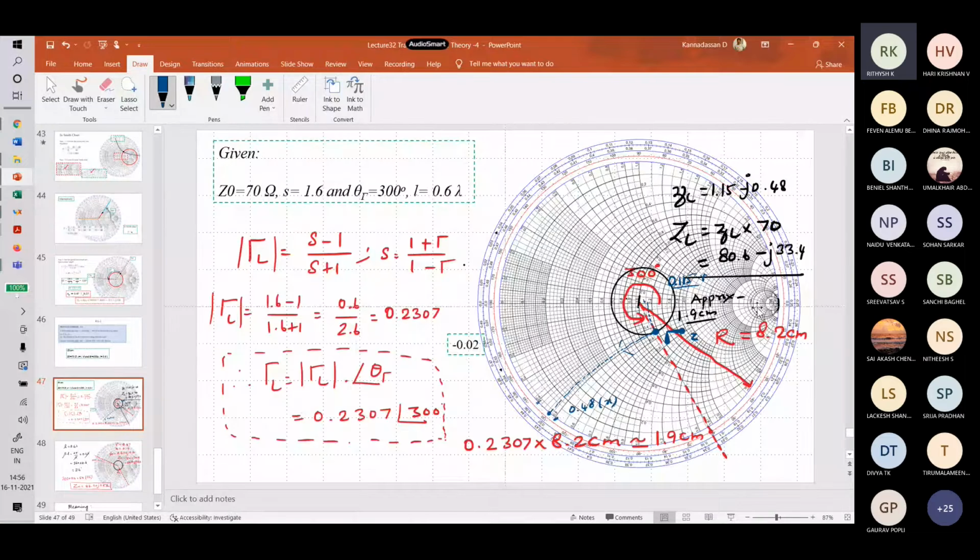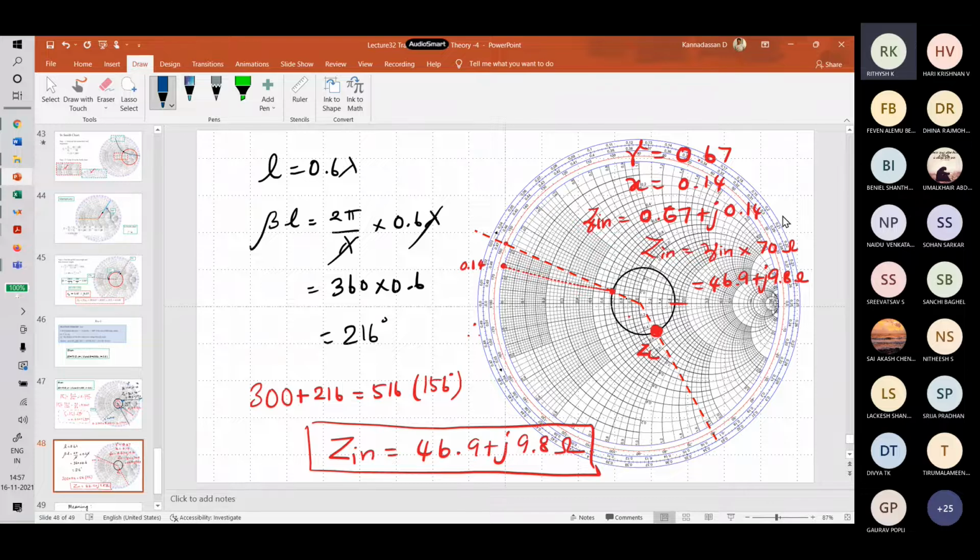So from this we calculated the r value and the x value. The r value is 1.15, so both values are calculated. Now we just have to multiply with the characteristic impedance. Here the characteristic impedance is given as 70 ohm, so we multiply and we get the ZL value. We can calculate the load point in the next class. It's already too late, so we will see in the next class.